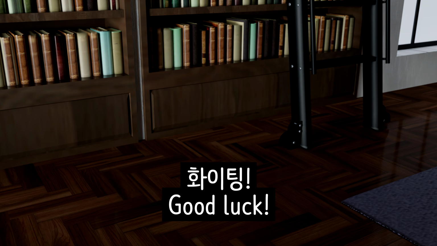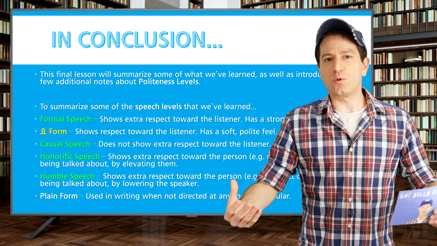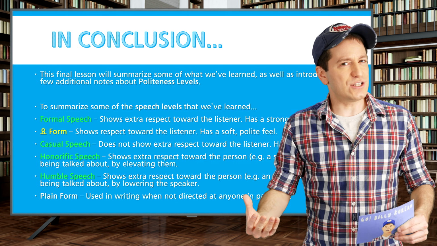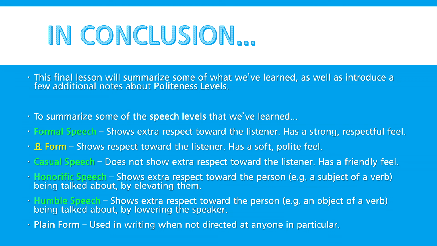Fighting. I knew it. Anyway, in this lesson, we're going to summarize some of what we've learned, as well as introduce some more information about politeness levels. To summarize some of the speech levels that we've learned, formal speech shows extra respect toward the listener. It has a strong, respectful feel. The yo form shows respect toward the listener and has a soft, polite feel. Casual speech does not show extra respect toward the listener and has a friendly feel.